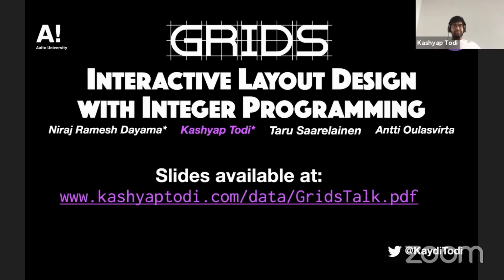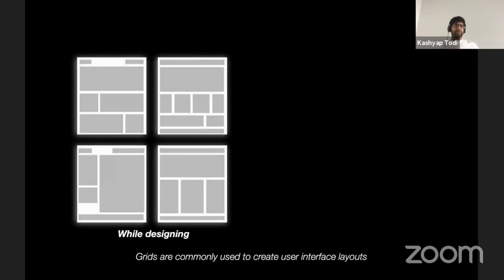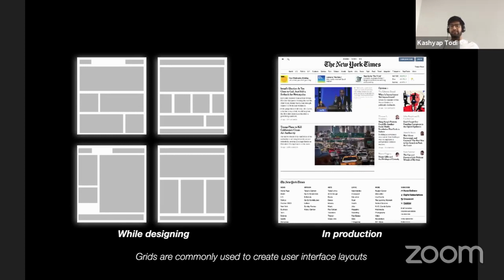Anyways, moving on, I'm here to talk about our paper called Grids, Interactive Layout Design with Integer Programming. In this work, we discuss how optimization techniques can be used to interactively support designers in their tasks, such as creating user interface layouts. The basic inspiration for this work comes from the observation that grid-based layouts are quite commonly used to create user interfaces, both in the design stage, when the designer is prototyping and sketching, as well as during deployment. So in production, you can also see websites that commonly use grid-based layouts like this New York Times web page.